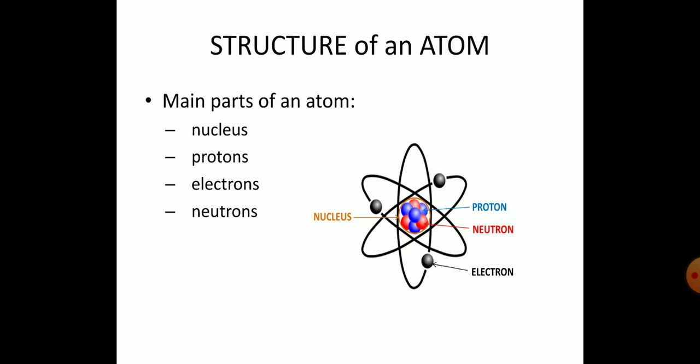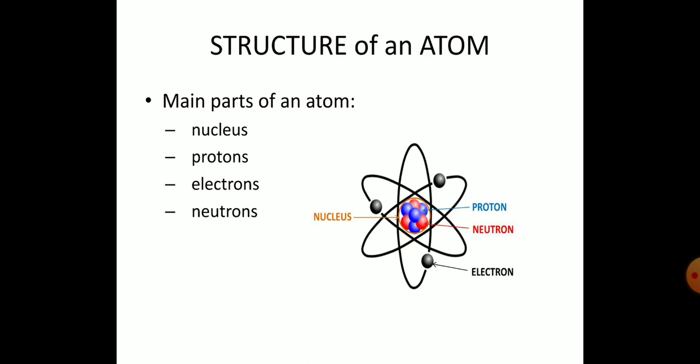Now, look at the picture at the side. There you see the nucleus is the middle part. In that you see the red and the violet color balls. The red color is called the neutron and the violet one is called the proton. So I can say the proton and the neutron are inside the nucleus.